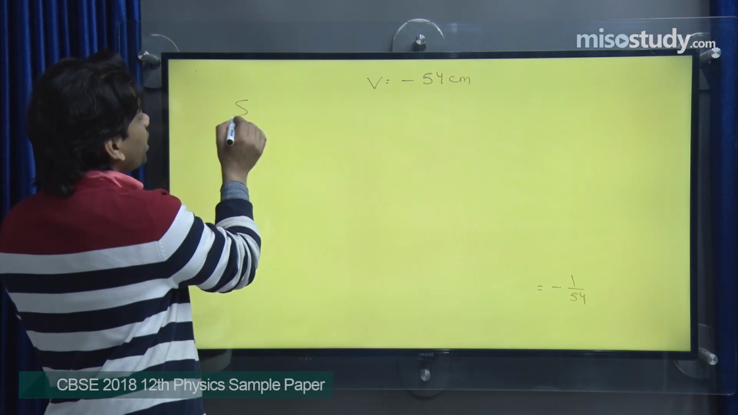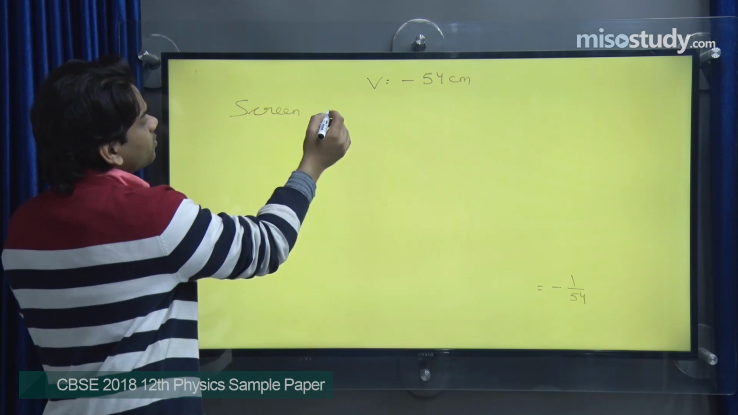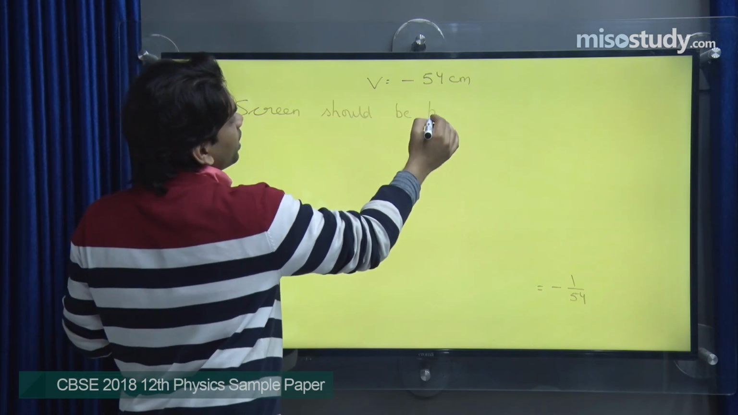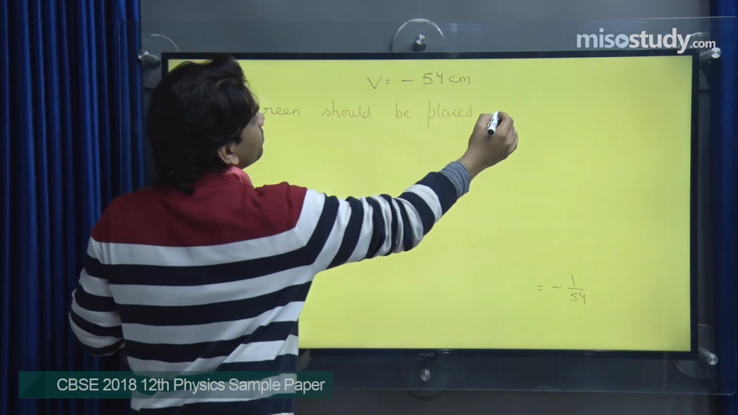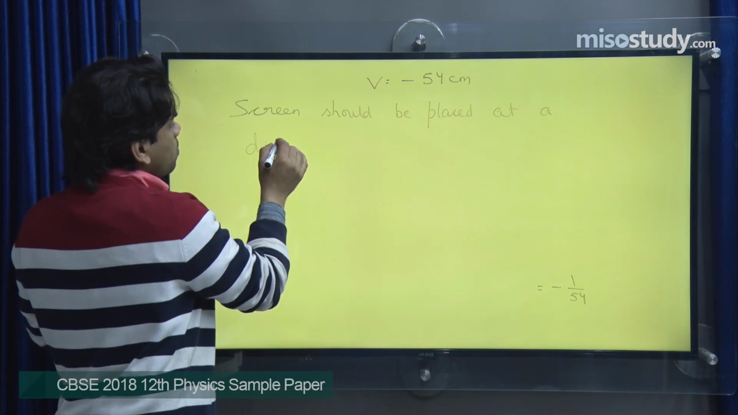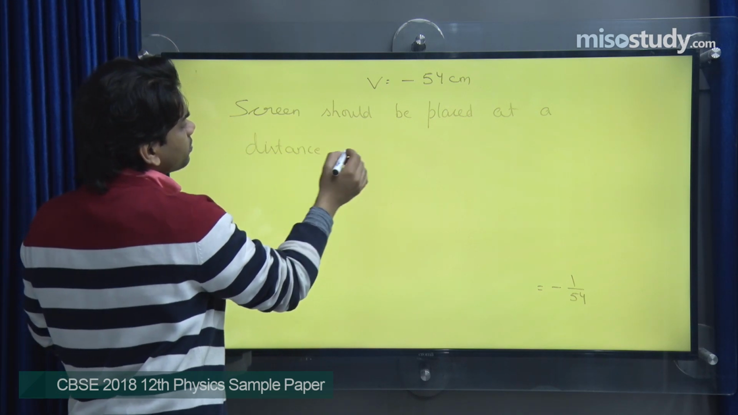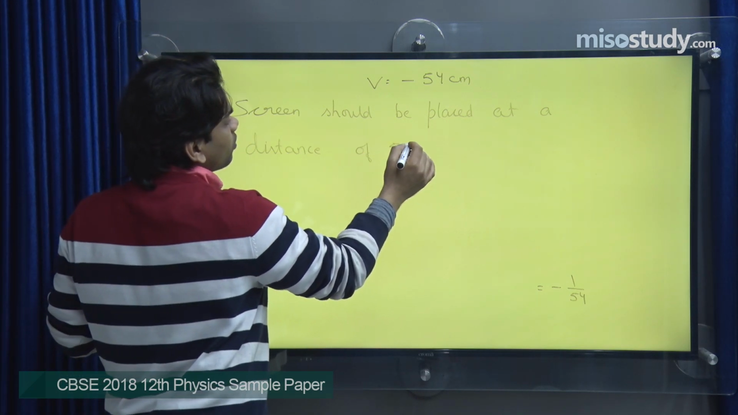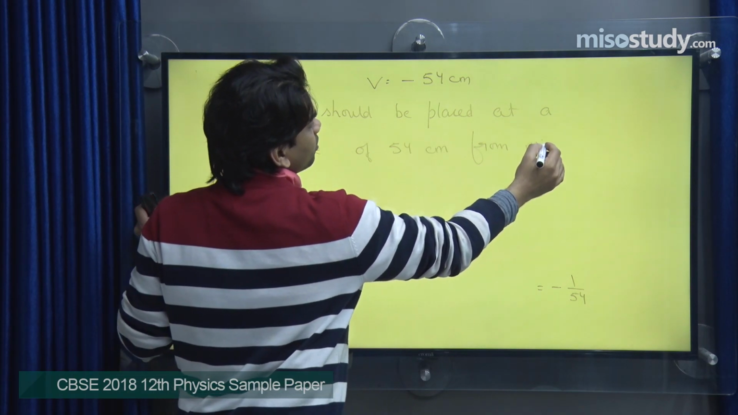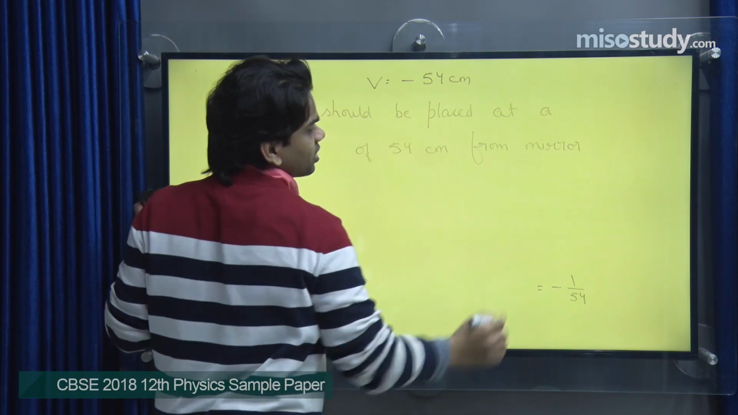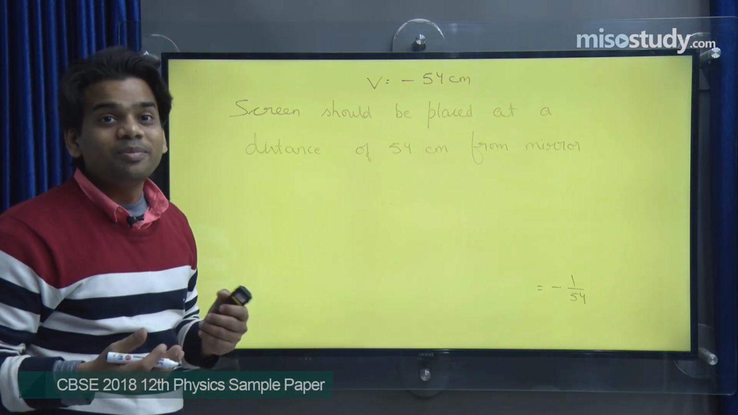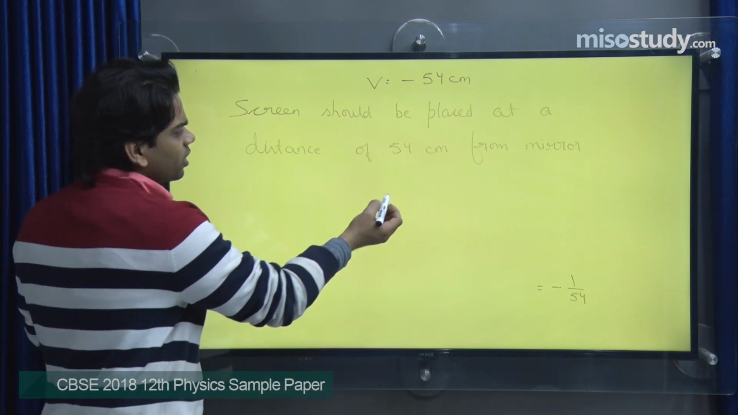So screen should be placed at a distance of 54 centimeter from mirror to obtain the sharp image. That is quite obvious, to obtain the image. So how would the screen look like? How would the image look like?